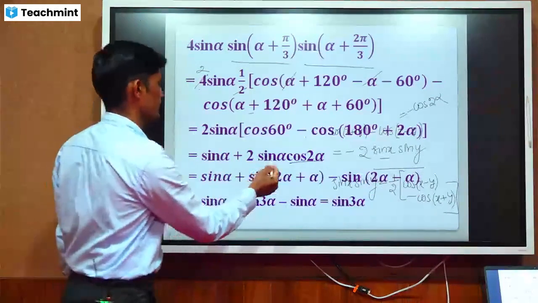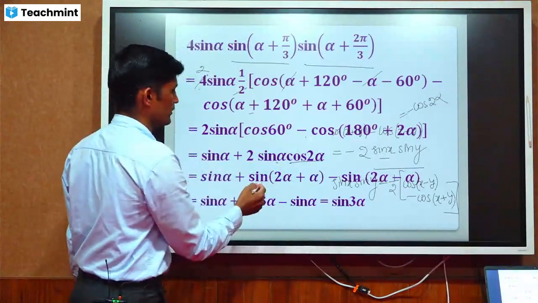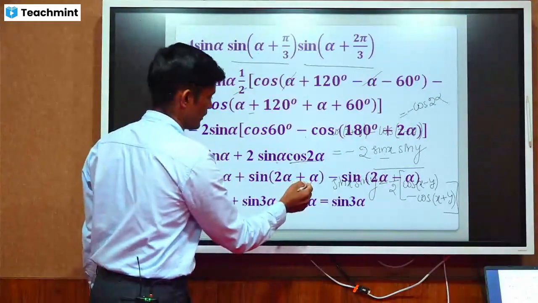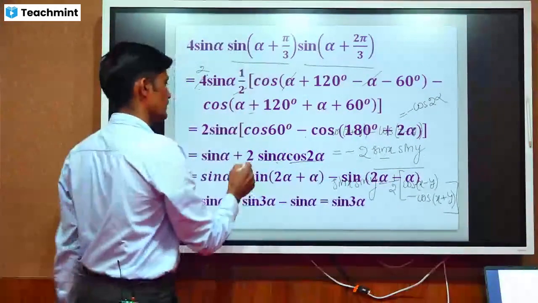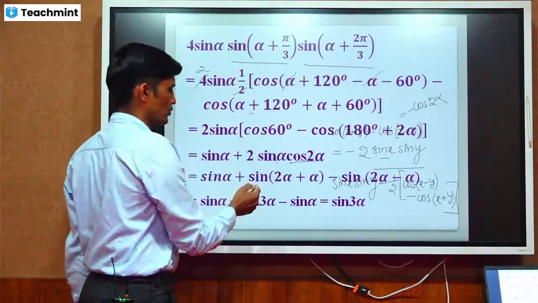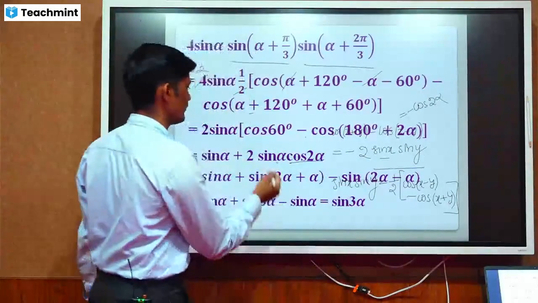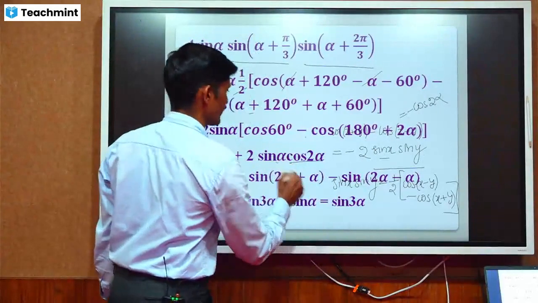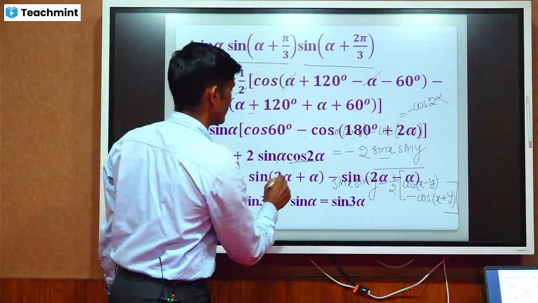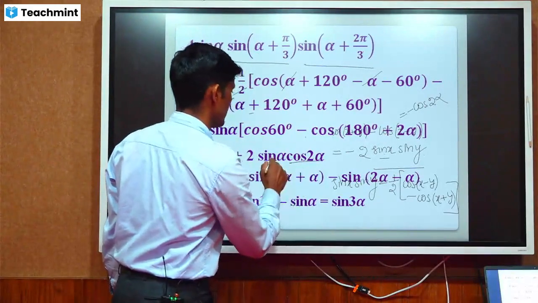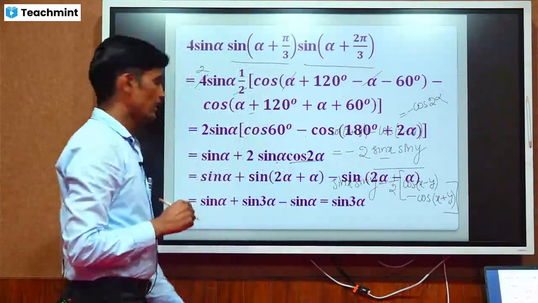Now this 2 sin alpha into cos 2 alpha can be written as sin of 2 alpha plus alpha minus sin of 2 alpha minus alpha. That is, 2 sin x into cos y is equal to sin of x plus y minus sin of x minus y. Or we can take cos x sin y. This cos x into sin y is equal to sin of x plus y, 2 alpha plus alpha, minus sin of x minus y, 2 alpha minus alpha.